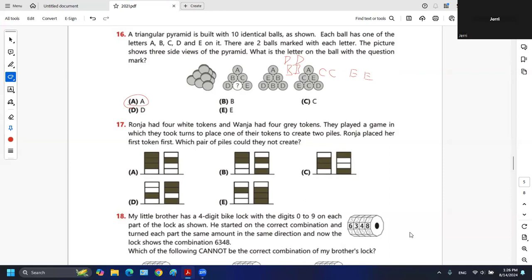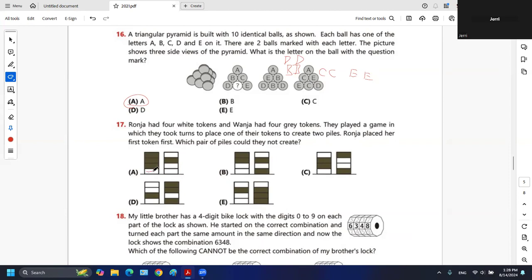Question number 17. Ranja had 4 white tokens and Wanja had 4 gray tokens. They played a game in which they took turns to place one of their tokens to create 2 piles. Ranja placed her first token first. Which pair of piles could they not create?